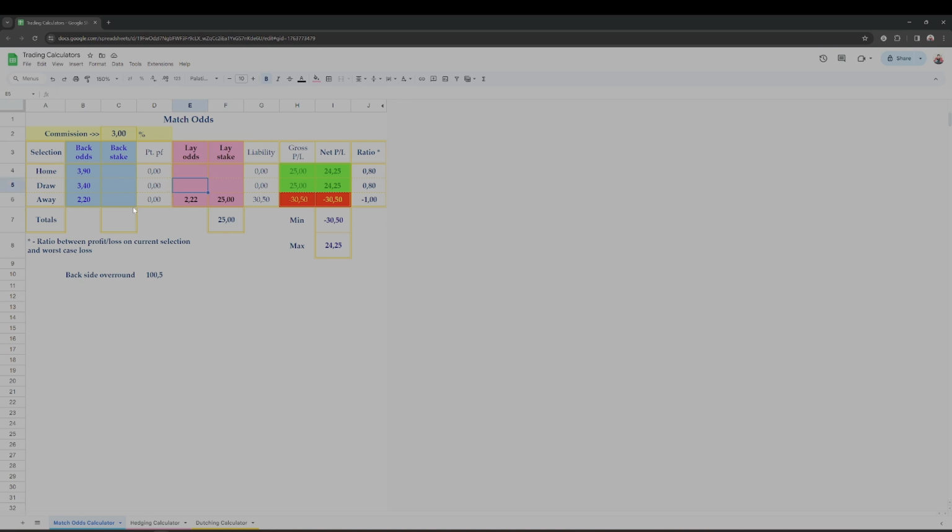If Lecce scores, then those odds 2.22 will go up. These odds will go down, and then you can very easily even back Fiorentina. Let's say it went up to 4. Yeah, you can very easily take 10 quid or 10.5 to be exact.